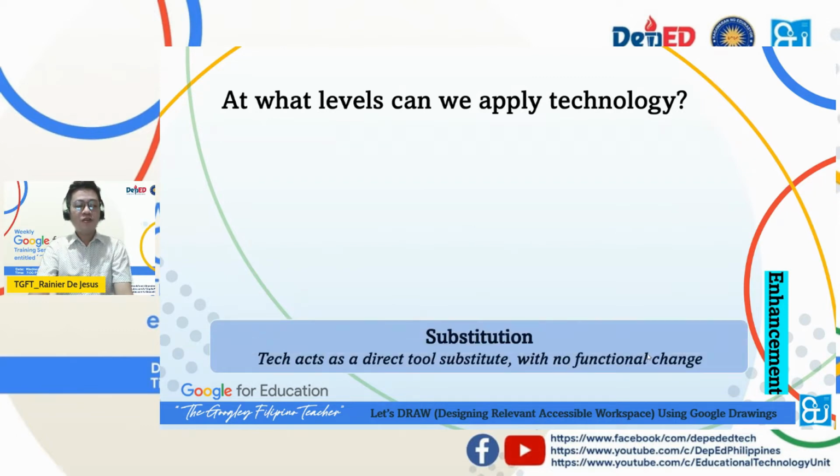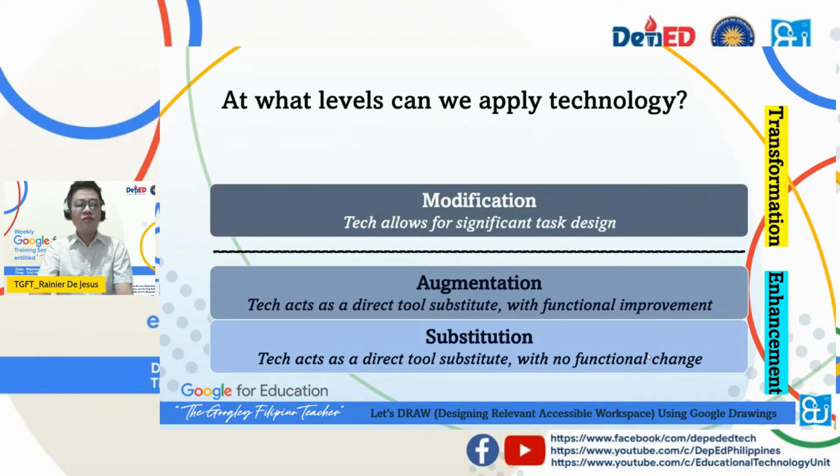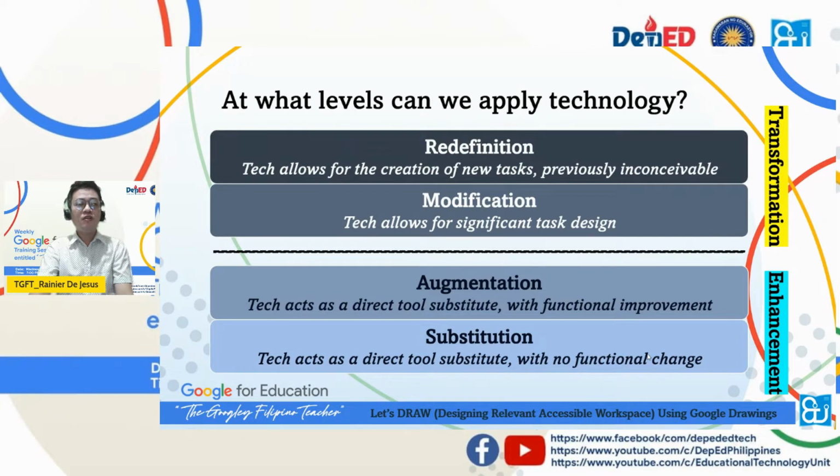For the substitution, the technology acts as a direct tool substitute with no functional change. And this is for augmentation: tech as a direct tool substitute with functional improvement. And for the second phase is the transformation. This is for modification: the tech allows for significant task redesign. And for redefinition, the last phase, tech allows for the creation of new tasks previously inconceivable.